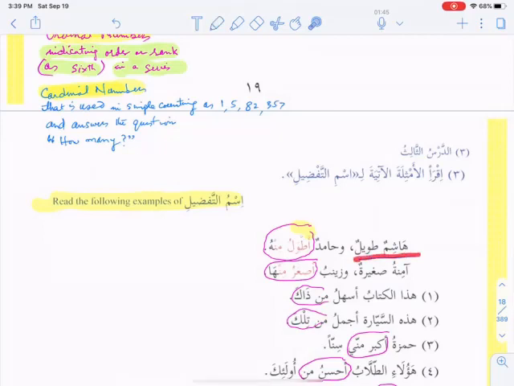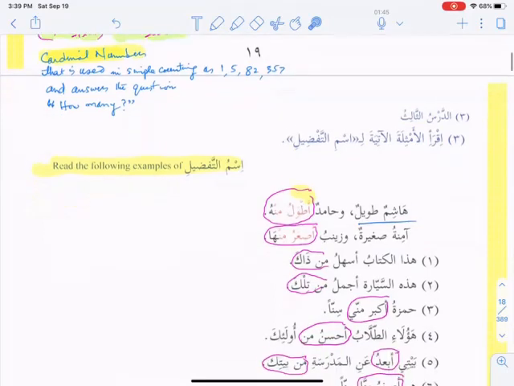Hashim is tall, and Hamid is taller than him. See, taller than him. These are comparative degree. These are all comparative degree.